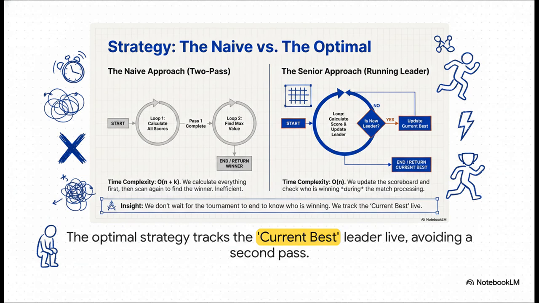On the left, you've got the naive approach. First, you loop through all the matches just to calculate everyone's final score. Then, you have to loop through all those scores a second time just to find out who has the most points. I mean, it works, but it's not very efficient, right? But on the right, that's the senior approach. The key insight, the real light bulb moment here, is that we don't need to wait until the very end. We can keep track of who's in the lead in real time as we go through the matches just once.